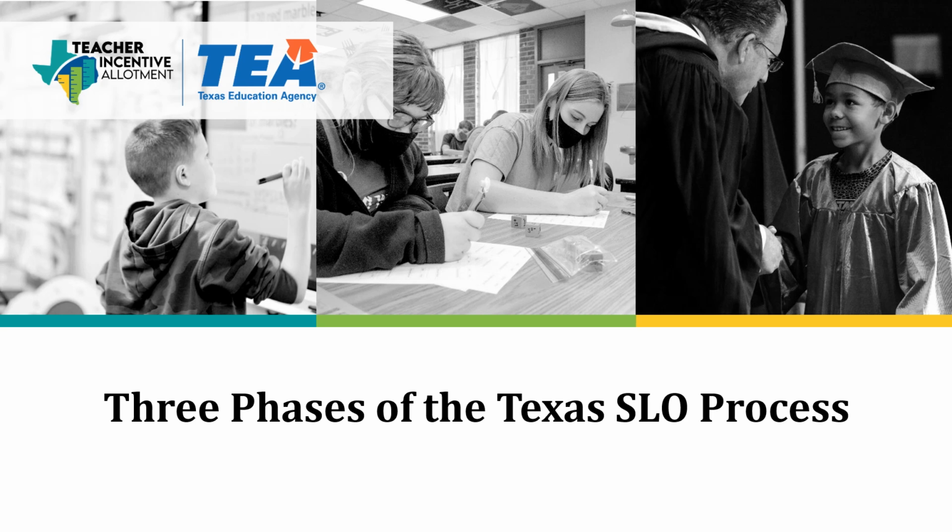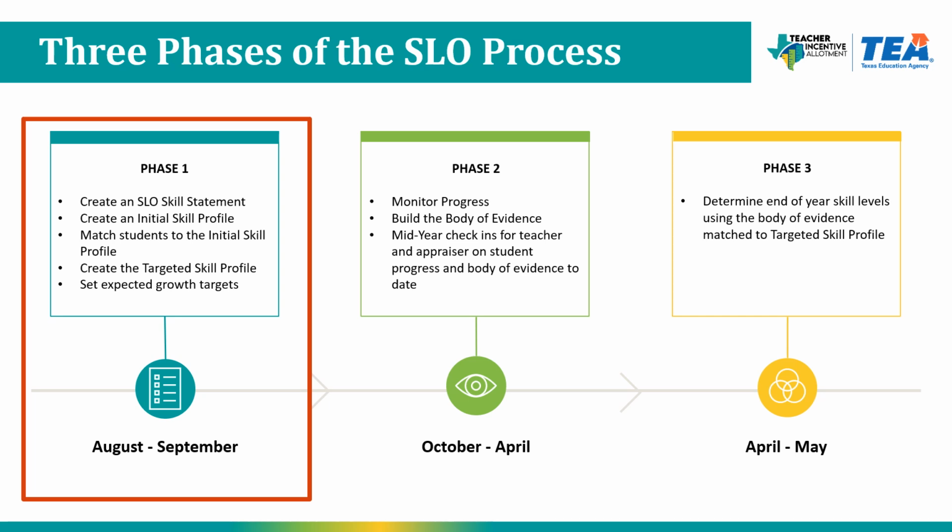Next, we will explore the 3 phases of the Texas SLO process. At a high level, the SLO process consists of 3 phases. Phase 1, or design. This phase involves setting up your SLO system, including developing skill statements and initial skill profiles. It focuses on establishing growth targets based on early year evidence of students' current performance and expected end-of-year outcomes. This requires strong administrator and teacher capacity.